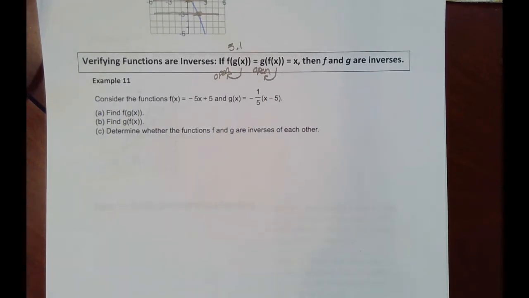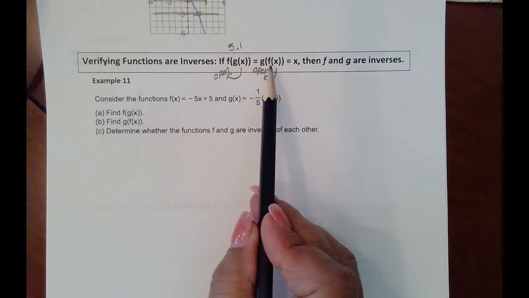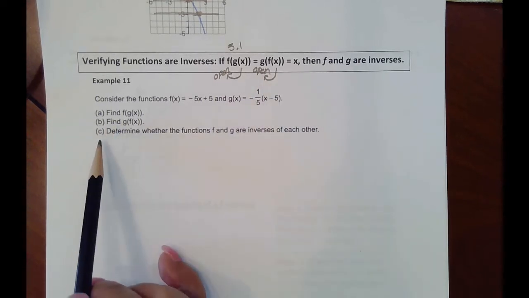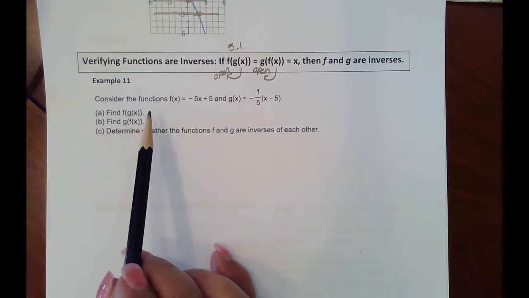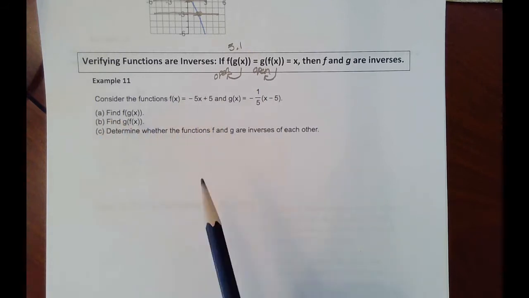So in numbers 11 and 12 and possibly 13, we'll see when we get to it, you are going through a three-step process where you're doing this composition in part A, this composition in part B, and then ultimately determining whether or not the two functions were inverses based on the answers that you got here. If they both come out to be x, then yes, these functions are inverses.